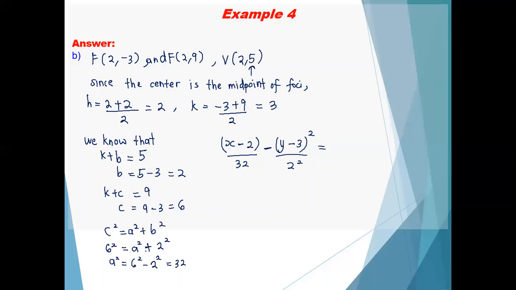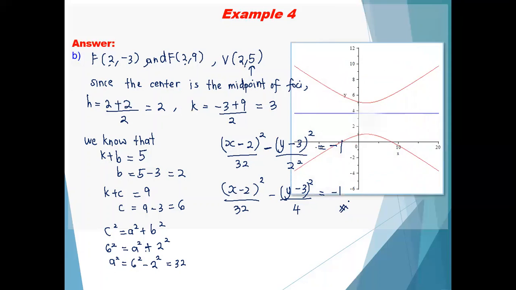So is this one on the y-axis or the x-axis? If I look here, the x does not change, the y changes, because actually it is along the y-axis. So the right-hand side is equal to negative 1. So simplify: x minus 2, don't forget the square, over 32 minus y minus 3 square over 4 equal to negative 1. Okay, so that is the answer. Sketch the graph. Okay, so that is the graph.